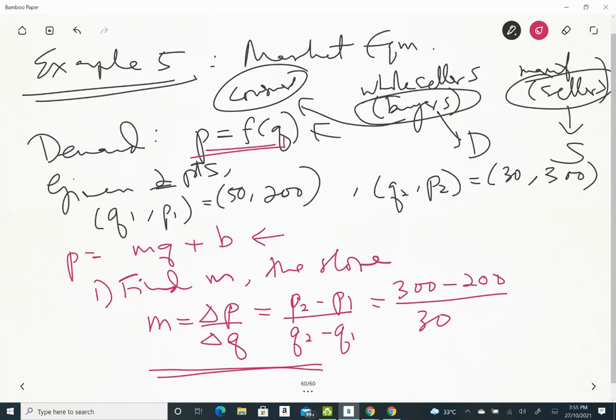Q2 is 30 minus Q1 is 50. So you will get 100 divided by negative 20. So that is equal to negative 5. So the slope is -5. As you can see, we get a negative value. All right, so M is -5. Okay, what you do next is that we now have half the function. You have P equal to -5Q plus B.